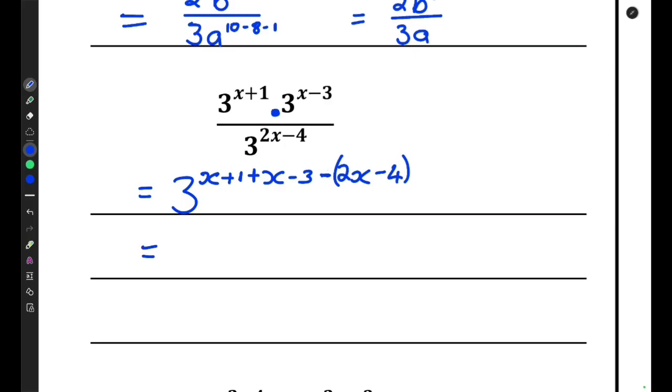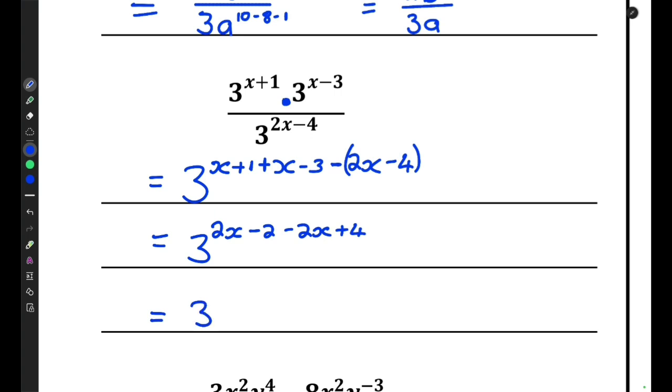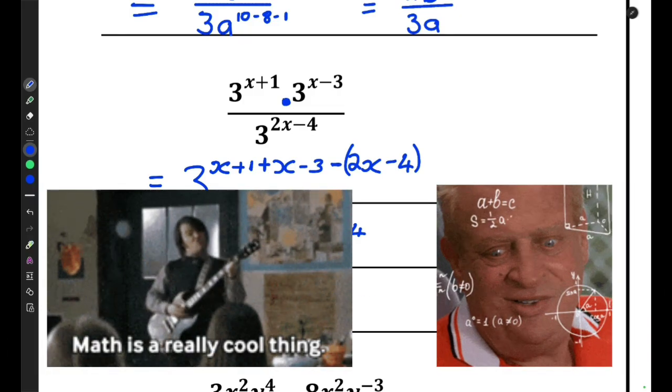Okay, now I can just simplify. So this is just 2x, and then 1 minus 3 gives me a minus 2, minus 2x plus 4, and you will notice that the 2x's cancel out, and then minus 2 plus 4 just gives me 2. Remember the rule, if you can simplify, please do. So 3 squared will just be a 9. These don't look very complicated, and then the answer is just 9. Math is such an interesting subject.